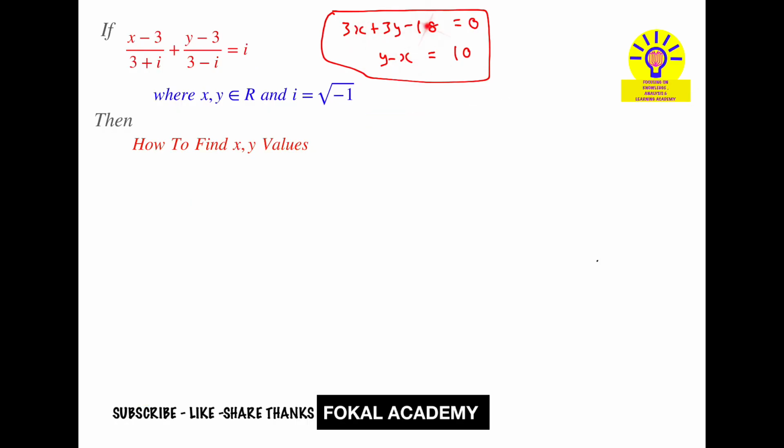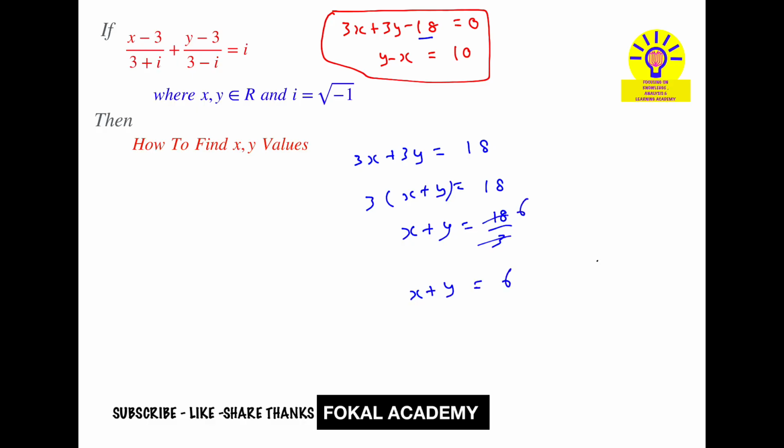Now see here how to solve these two equations. So first of all I am going to reduce this equation. So bring this real part to the right hand side. It becomes 3x plus 3y equal to 18. So bring common 3: 3 into (x plus y) equal to 18. So it becomes x plus y equal to 18 by 3, nothing but x plus y equal to 6. So let's consider this as equation 1 and this as equation 2.